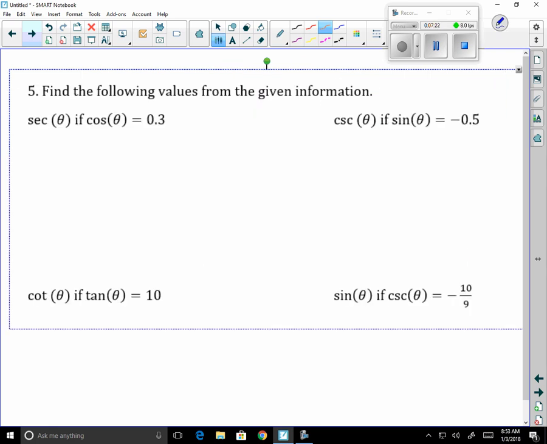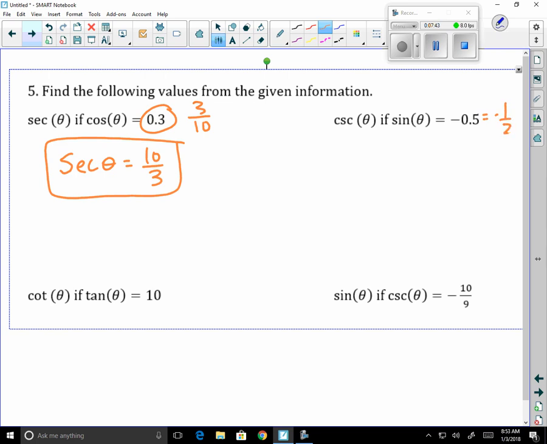And the last part asks us to just do some reciprocal work here. So if cosine is 0.3, what's secant? Well, secant is the reciprocal of that. If you know anything about decimals, this is 3 over 10, so this becomes 10 over 3. Boom, we're done. Same thing here, this is really negative 1/2. So if I know that that's negative 1/2, the reciprocal of that is just negative 2.